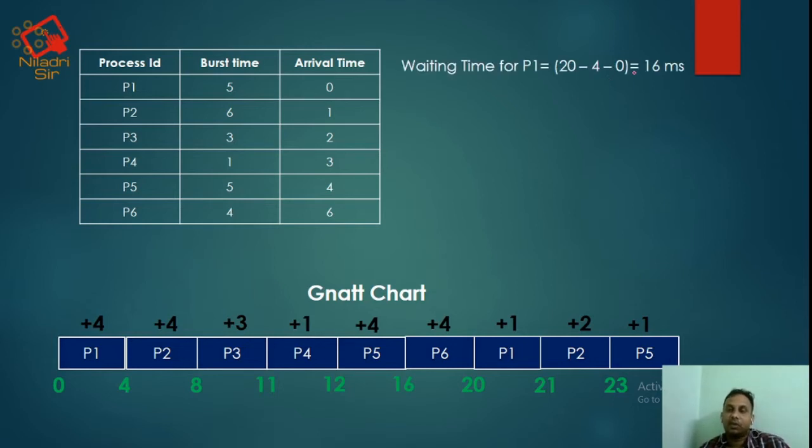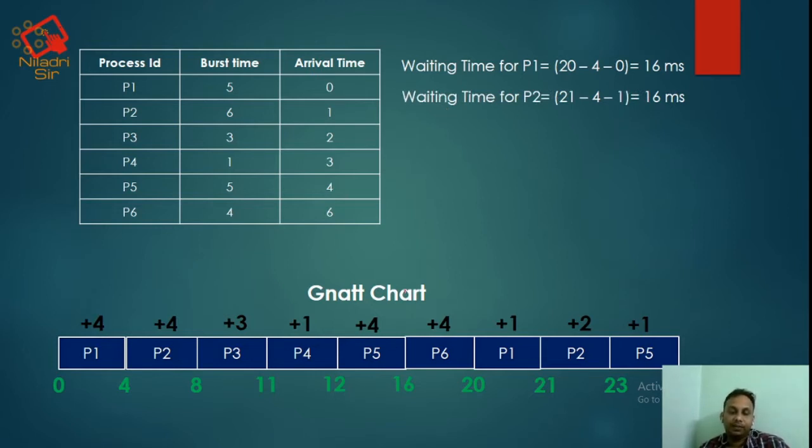What will be for P2? As we can see, P2 also has two blocks. This is the last one, where the starting is 21, and P2 has executed for 4 before it. So 21 minus 4 minus the arrival time, that is 1. So 21 minus 4 minus 1 will be 16 microseconds.